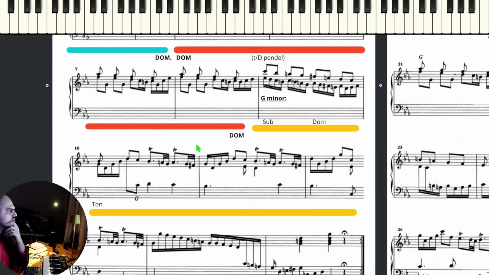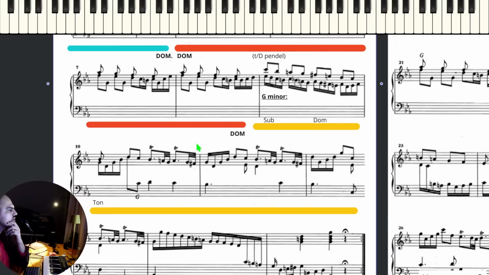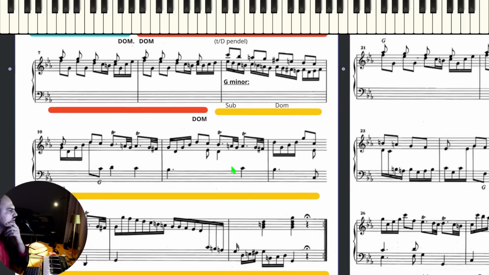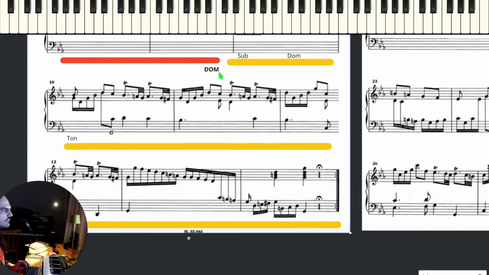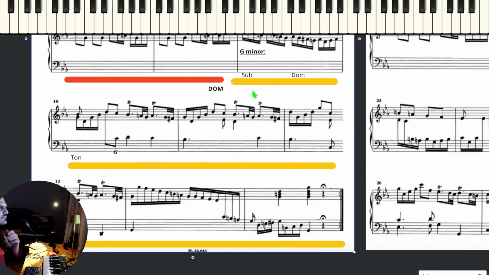Let me see if I did some mistake. Yes, we are in a new key, but this color is more about the overall function in the new key. So not the function of the chord, but the overall function. So here we start in the dominant of the new key.